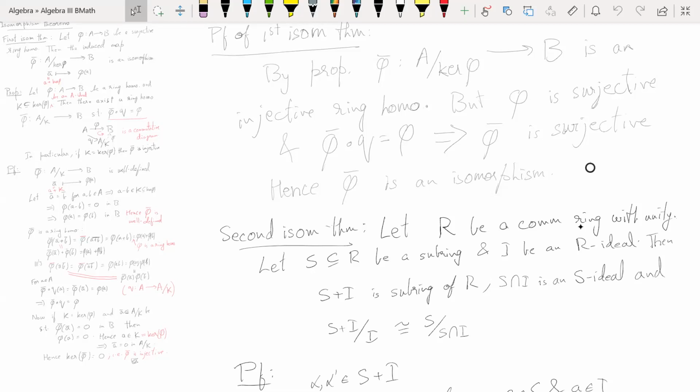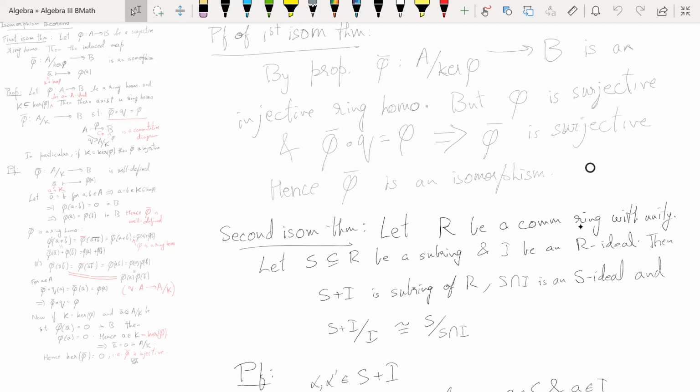So here, let R be a commutative ring with unity, S be a subring of R, and I be an R ideal. Then S plus I is a subring of R, S intersection I is an S ideal, and S plus I mod I is isomorphic to S mod S intersection I.